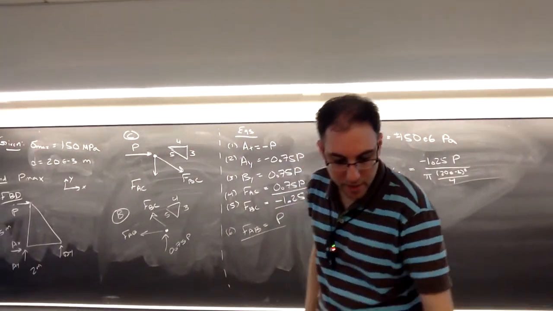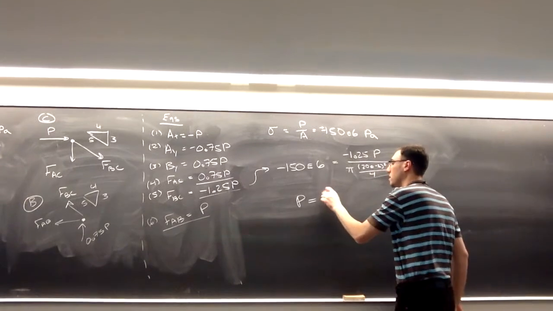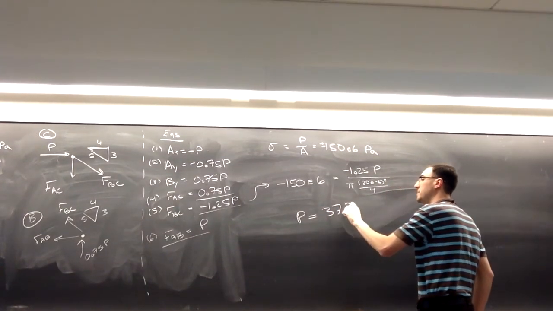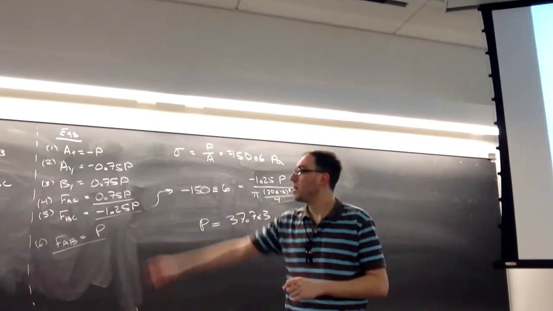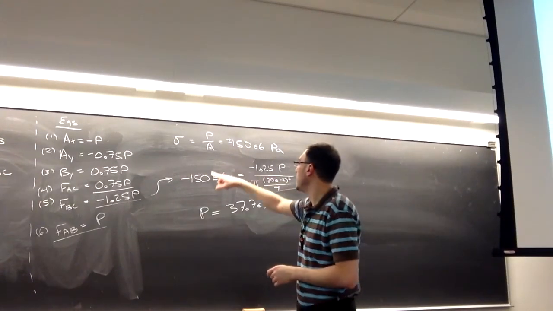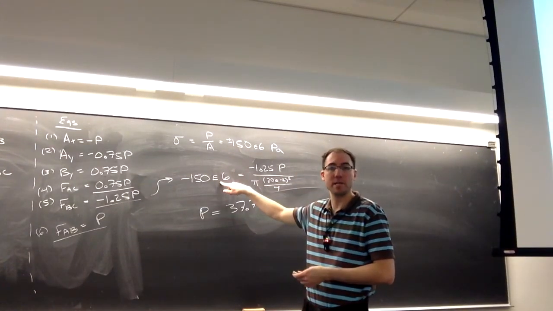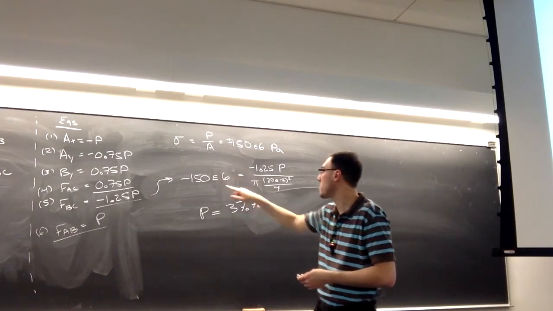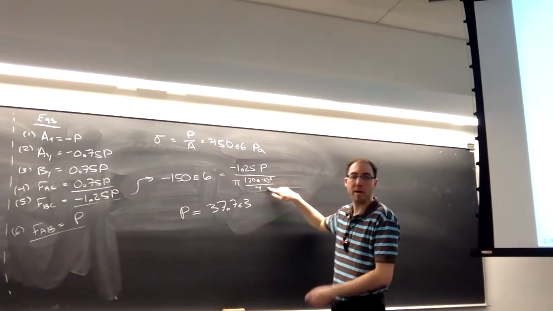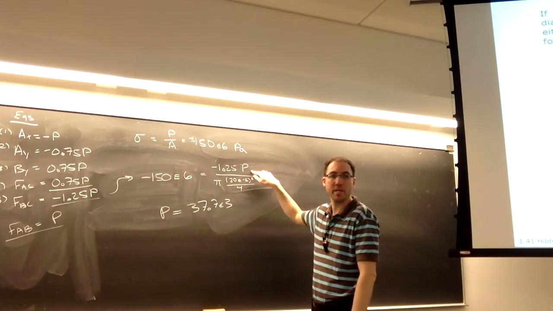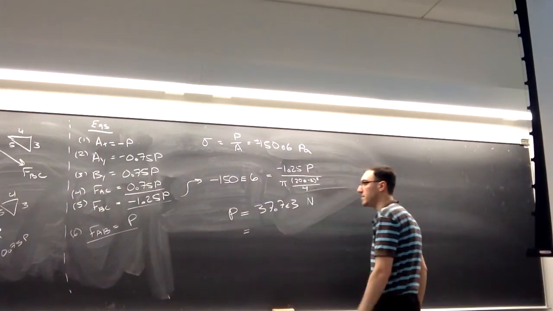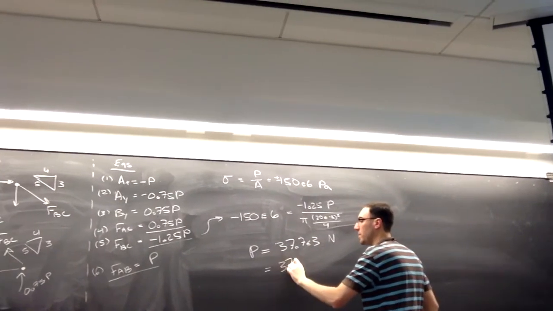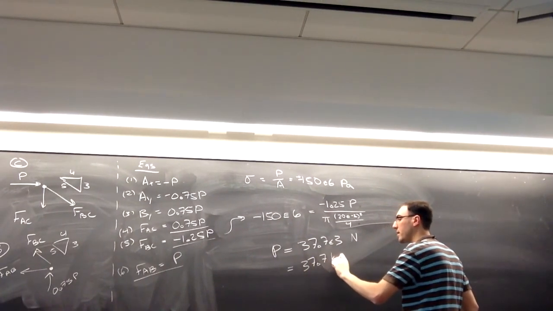Solving for P, we get 37.7 times 10 to the third. We are working in pascals here. Pascals is going to be newtons per square meter. This is in square meters, meaning that P is going to be in newtons. So 37.7 times 10 to the third newtons, which is going to be the same as 37.7 kilonewtons.